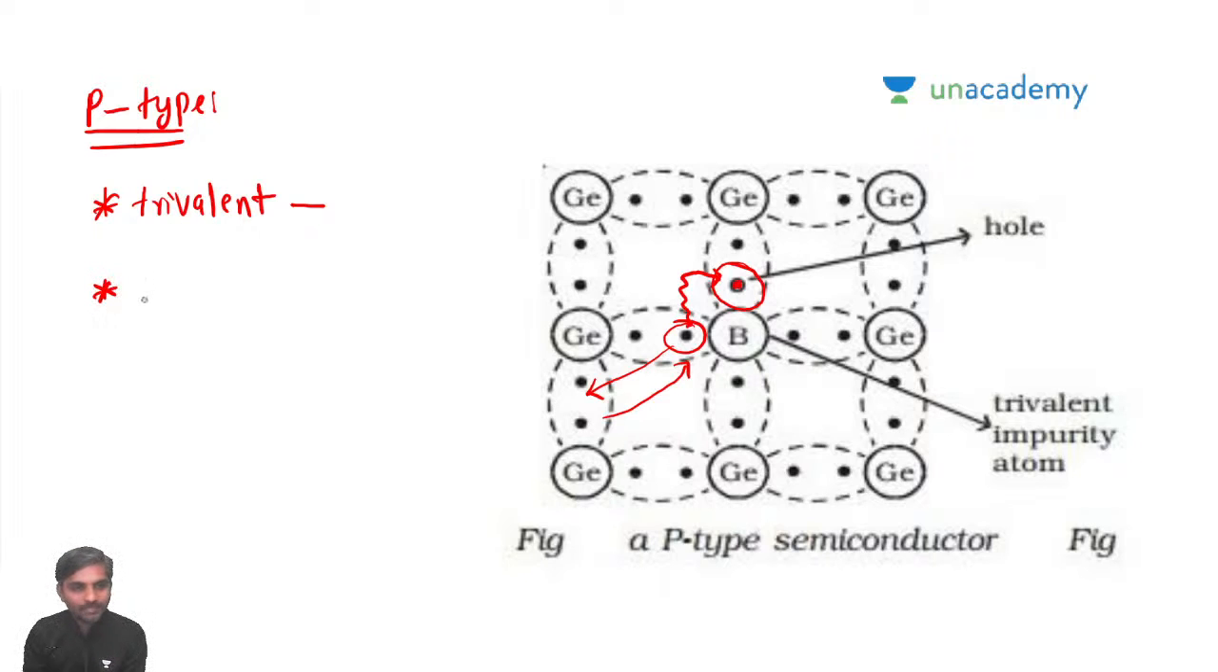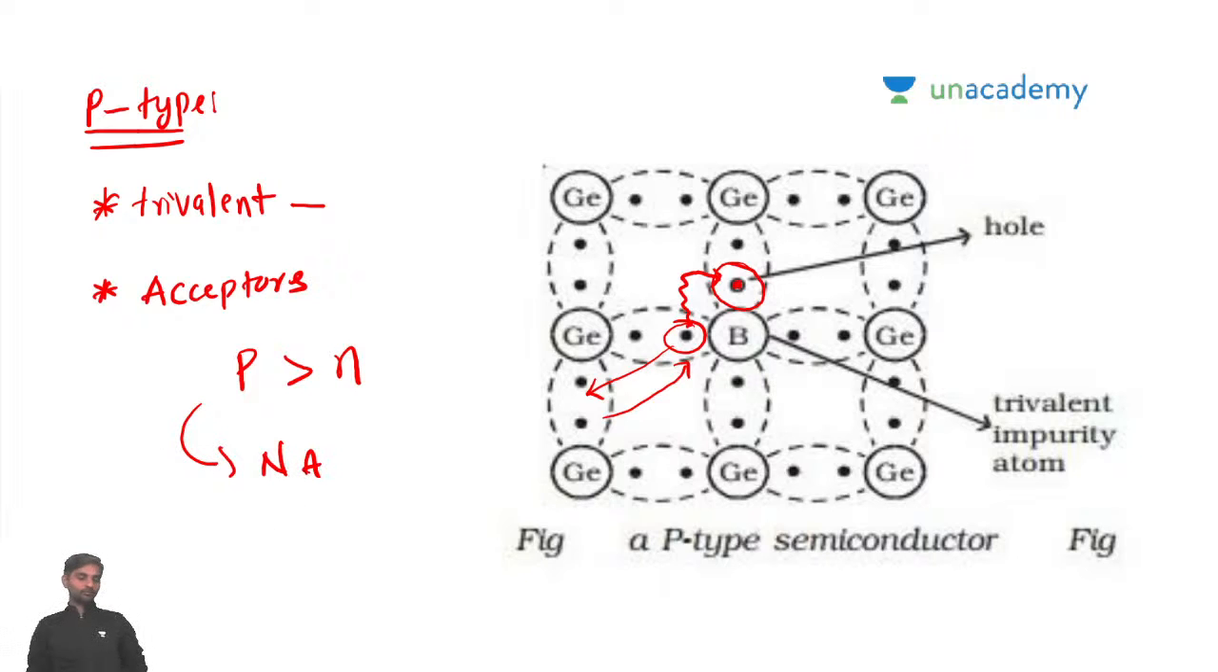These are called acceptors. Why are these called acceptors? It is trying to accept one electron, like Cl minus also. So it is ready to accept one electron. In this case, the concentration of holes will be very high when compared with electrons. This P is represented with the acceptor concentration Na. So remember this acceptor concentration Na.